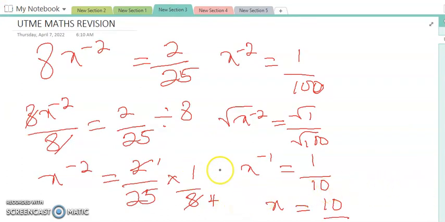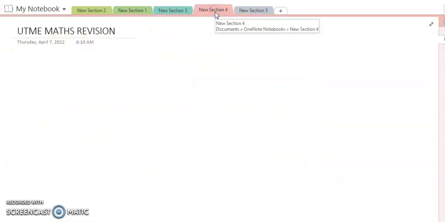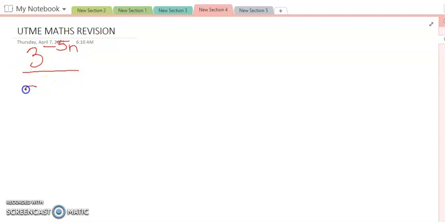Let us solve another question. Look at this question. 3 raised to power minus 5n divided by 9 raised to power 1 minus n times 27 raised to power n plus 1.